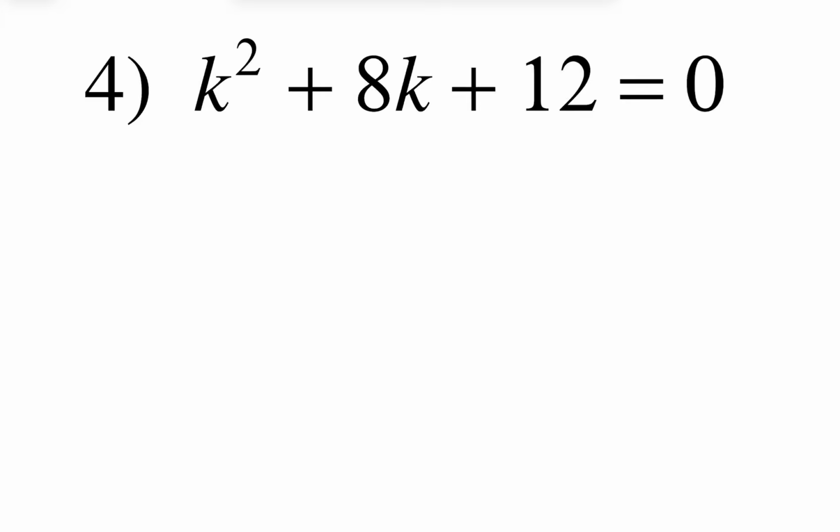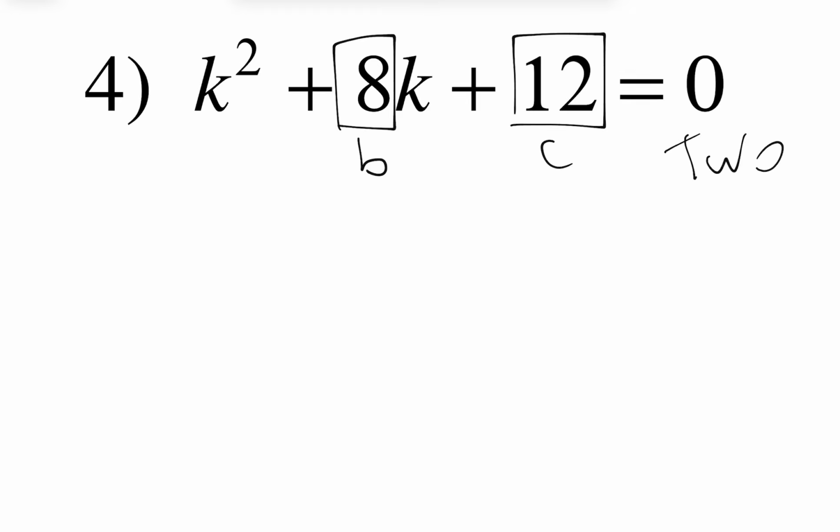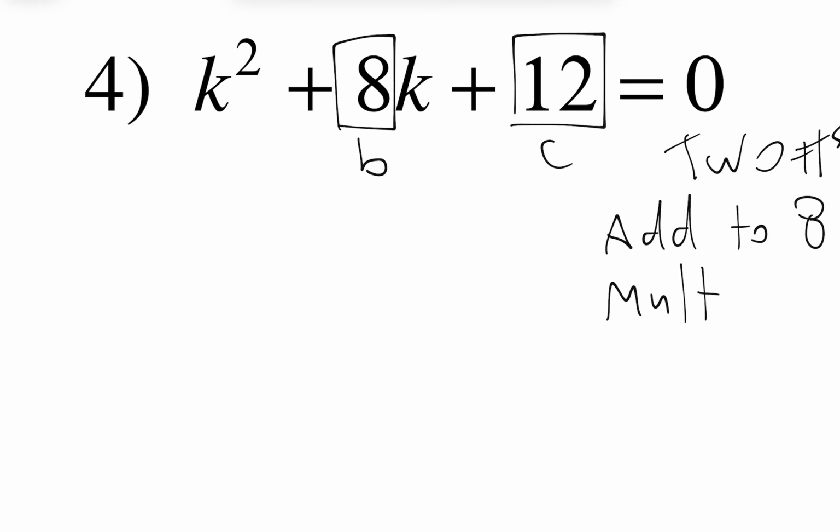Okay, let's solve this quadratic. We have the a here is 1, the middle we can call our b value and the end is our c value, 12. We need to find two numbers that add to 8 and multiply to 12. Add to 8 and multiply to 12.